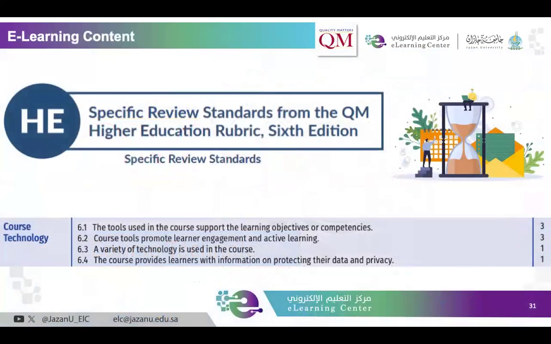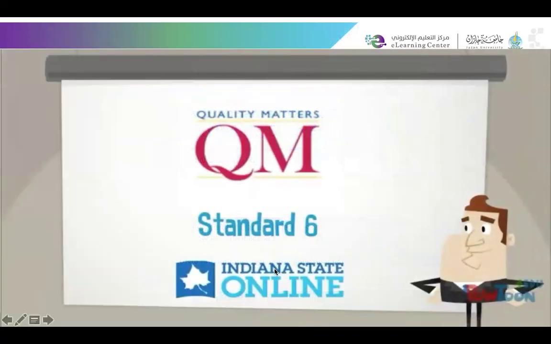Let's talk about the 6th standard, that is the course technology. The course technology has 4 different sub rubrics. The first 2 are the essential, because it's point 3, and the last 2 are the important ones, because it's point 1. Let's have a look.